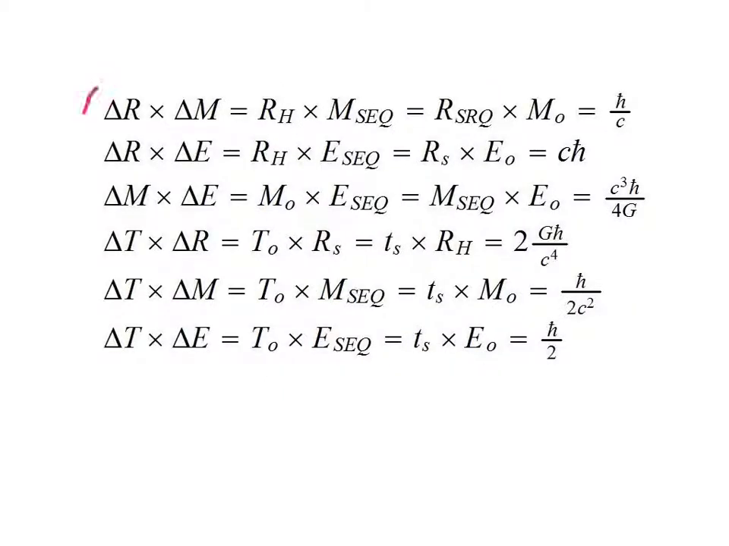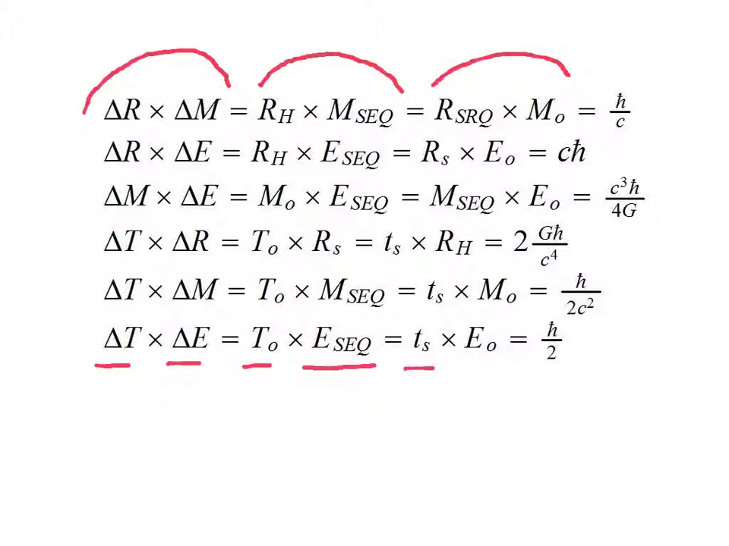To make it clear, this column represents the product of delta values. This column gives us a large value times a small value, and this column is a small value times a large value. For example, delta t times delta E is equal to large time times the energy of what we're going to call the small energy quantum, which is equal to our unit of small time times the energy of the observable universe. They all equal h bar over 2. And we find the case applies to all of the other items on this list here.